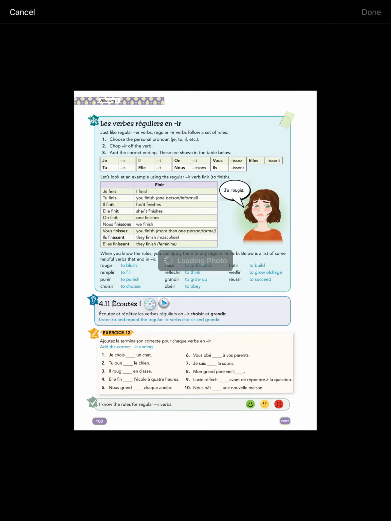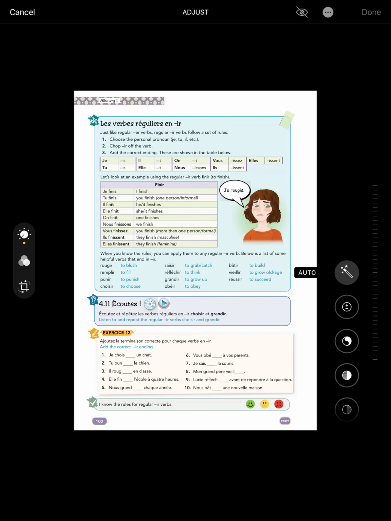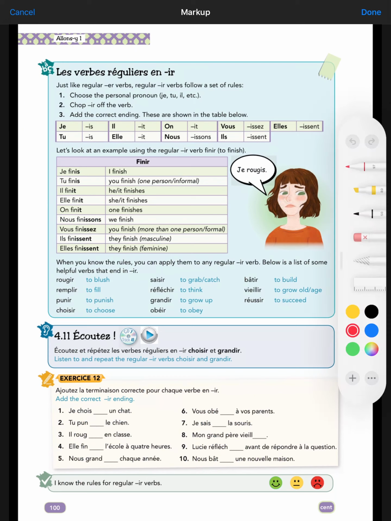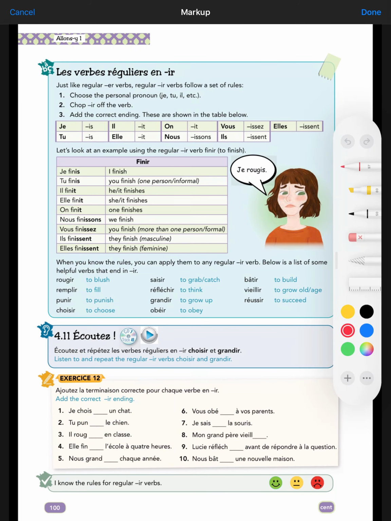Bonjour. Today we're going to look at the IR regular verbs. We have already done the ER verbs, you might remember, before school closed. They were the first group of regular verbs we did, and IR now are going to be the second group. And you'll do the third lot, the RE verbs, next year.